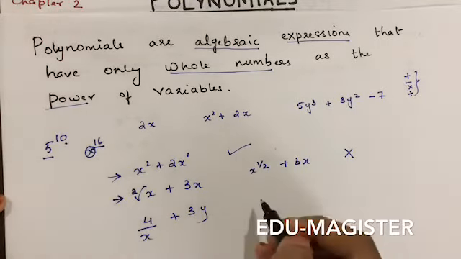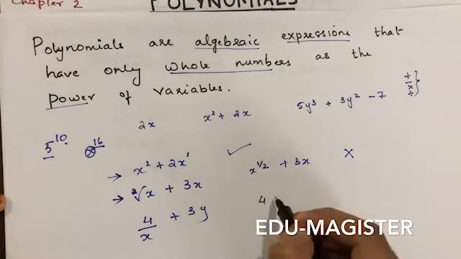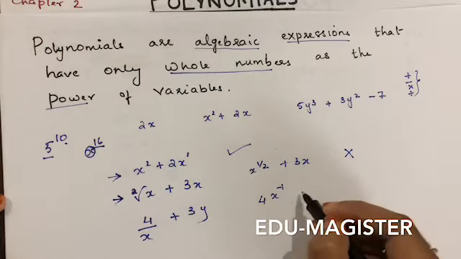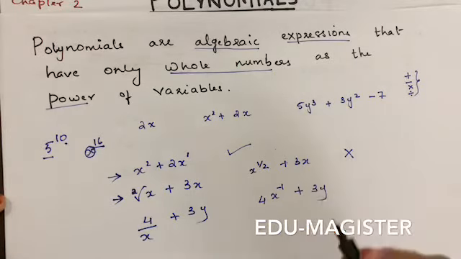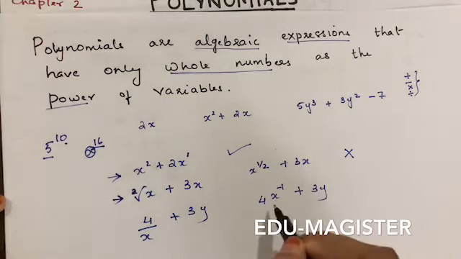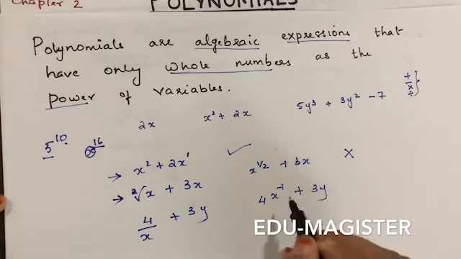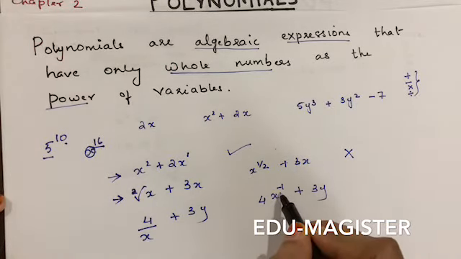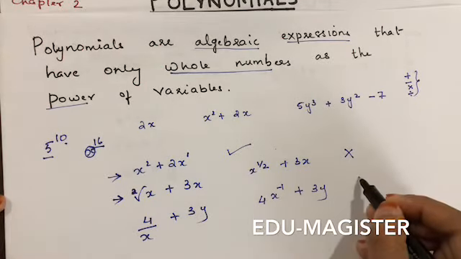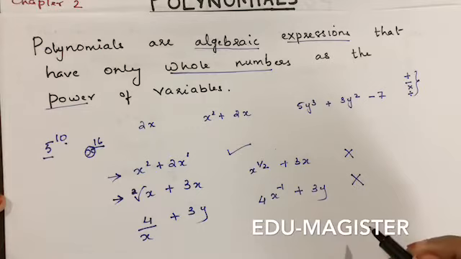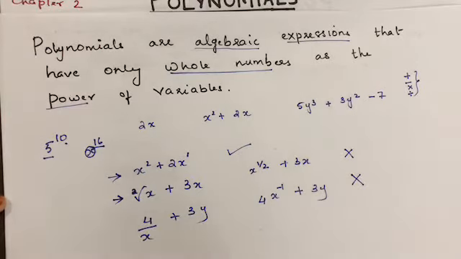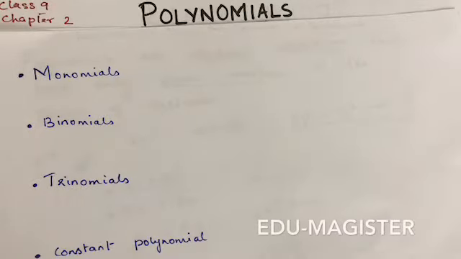Now, in this example, I can write this expression as 4x raised to minus 1 plus 3y. Again, in this expression, the power of this variable is minus 1, which is again not a whole number. So, it does not satisfy the condition of a polynomial. Okay. Now, I hope that you guys are clear with the concept of polynomials and how to identify a polynomial.